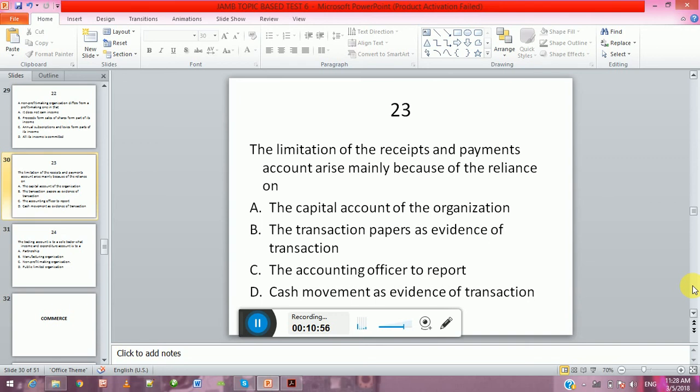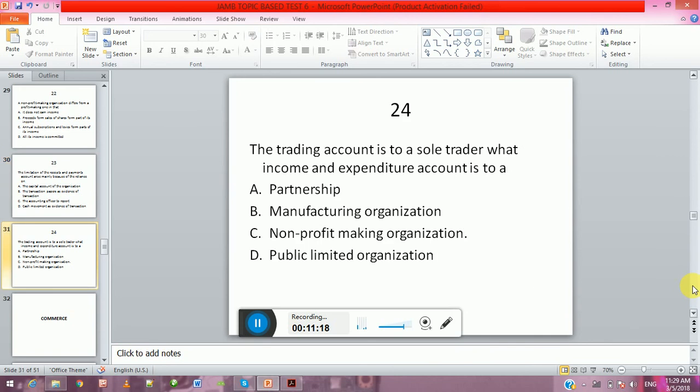The limitation of the receipts and payments account arise mainly because of the reliance on A. the capital account of the organization, B. the transaction papers as evidence of transaction, C. the accounting officer to report, D. cash movement as evidence of transaction.